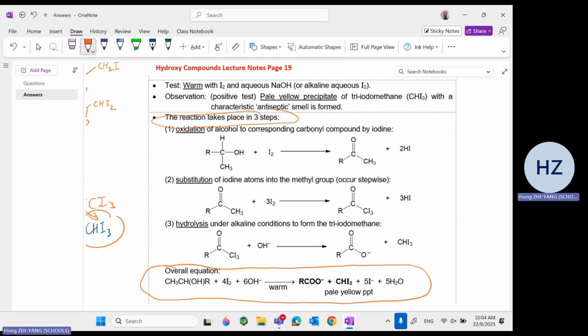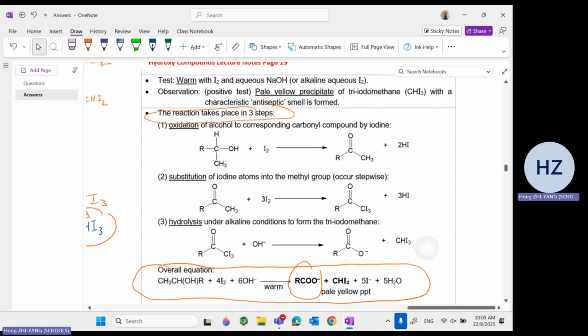So this one cannot AOHC. There's no way. You really need to memorize this. Okay, so please take some time to find out what is the coefficient for iodine, which is 4, hydroxide is 6. Then you get CHI3 plus 5I minus plus 5H2O with the compound form at the end like this. Yeah, so this one you have to brute force memorize it. Everyone okay about this?